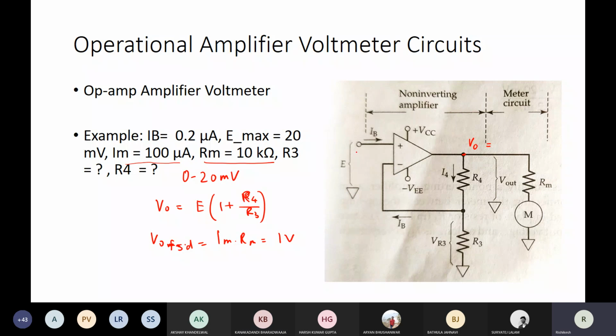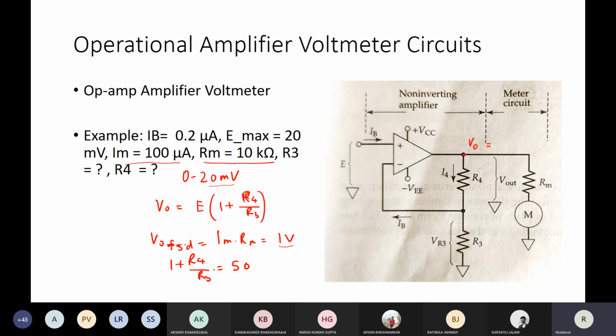Now you see the voltage that is driving the meter is 1 volt, corresponding to 20 millivolts of the input voltage. In that case, what is the gain of the amplifier? So the 1 plus R4 by R3 term is 50. Right, now one of the resistances you need to choose.